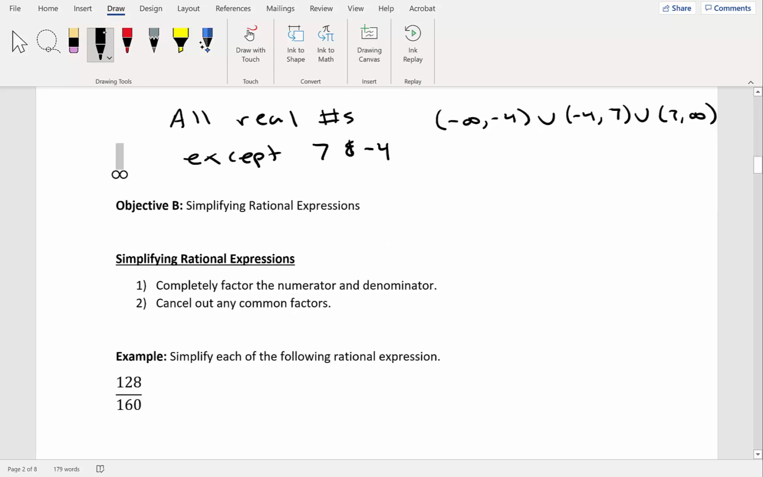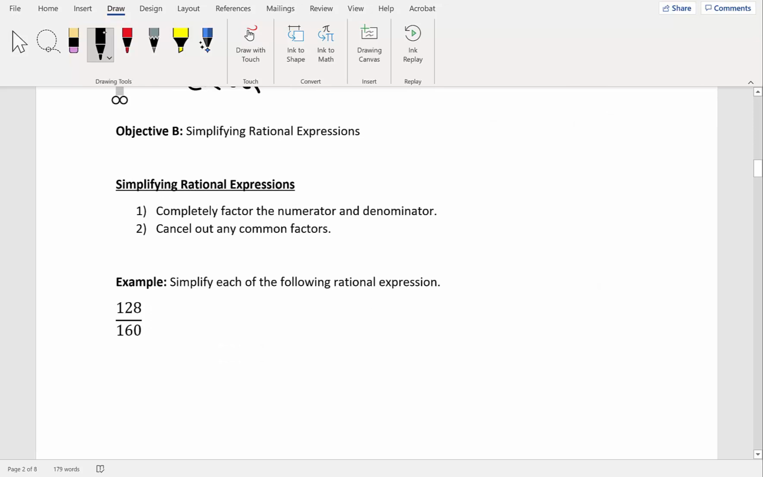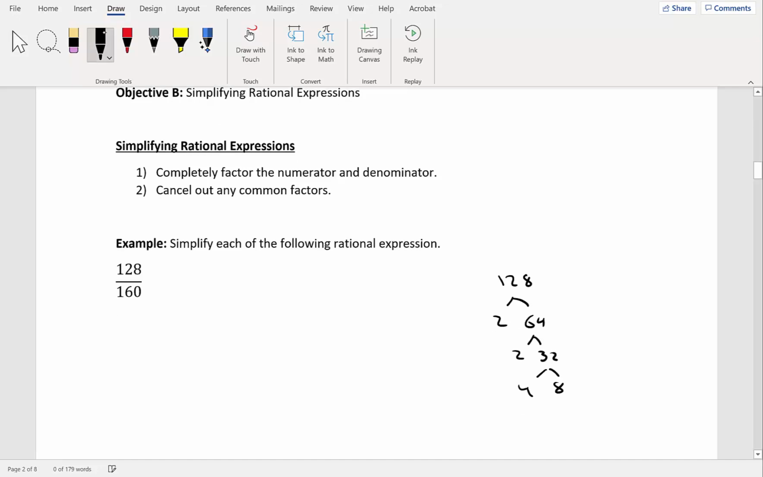Okay. Let's take a look at this first example, a basic fraction. It's not polynomials in the numerator or denominator. We just have 128 over 160. What we're going to do here is factor the numerator and the denominator completely. Now, 128, I'm going to break this down into prime numbers using a factor tree. I can use 2 and 64. 64, I could use 2 and 32. 32, I'm going to break down with 4 and 8. The 4 breaks down to 2 and 2, and the 8 breaks down to 2 and 4, which breaks down into 2 and 2.